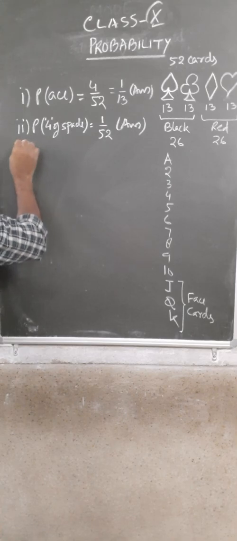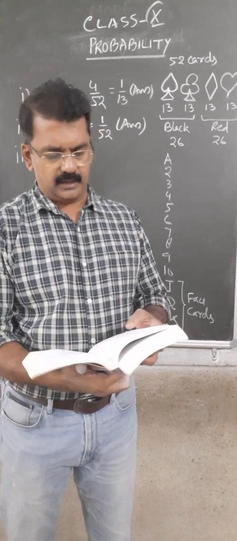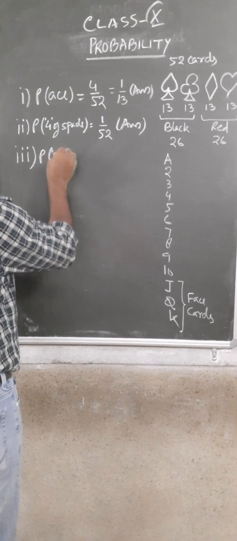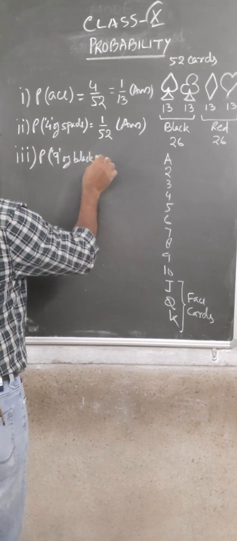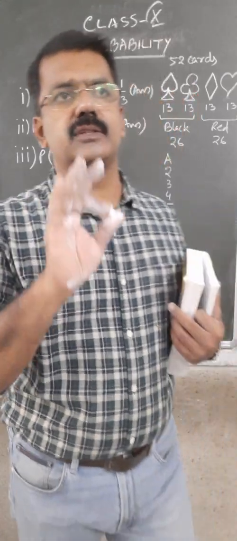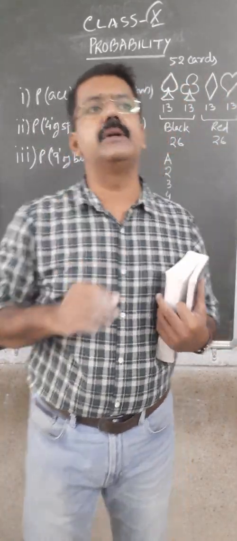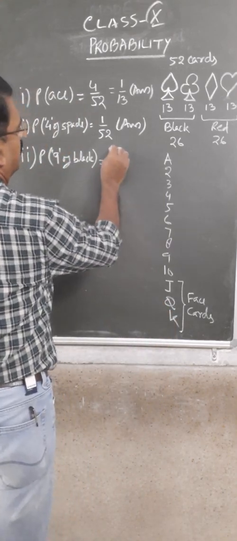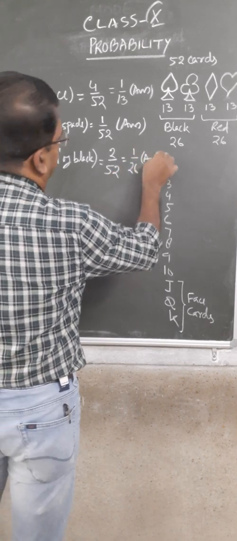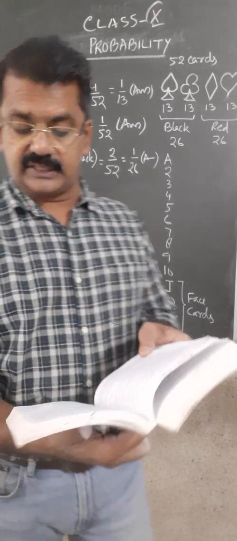Then the third part. A 9 of black. Now see, how many black cards are there? 26. Means there are 2 suits of black color. So one 9 is in spades and one 9 is in clubs. So there will be 2 black 9s. So for 9 of black, the favorable outcome is 2 and the total outcome is 52. So 2 by 52 or 1 by 26 will be your answer.